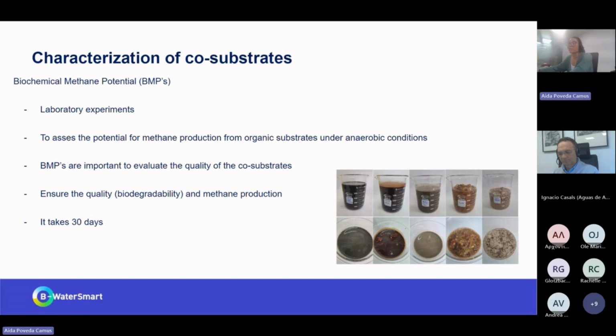Okay, and nowadays there are a number of laboratory scale studies that are used to ensure the quality of the substrates for co-digestion. Chemical oxygen demand and volatile solids work as an indicator of biogas production. BMPs, biochemical methane potential tests, although more expensive, are useful and also a good indicator. We should keep in mind that these experiments are done in the laboratory under anaerobic conditions in a batch reactor. The methane is measured after 30 days.